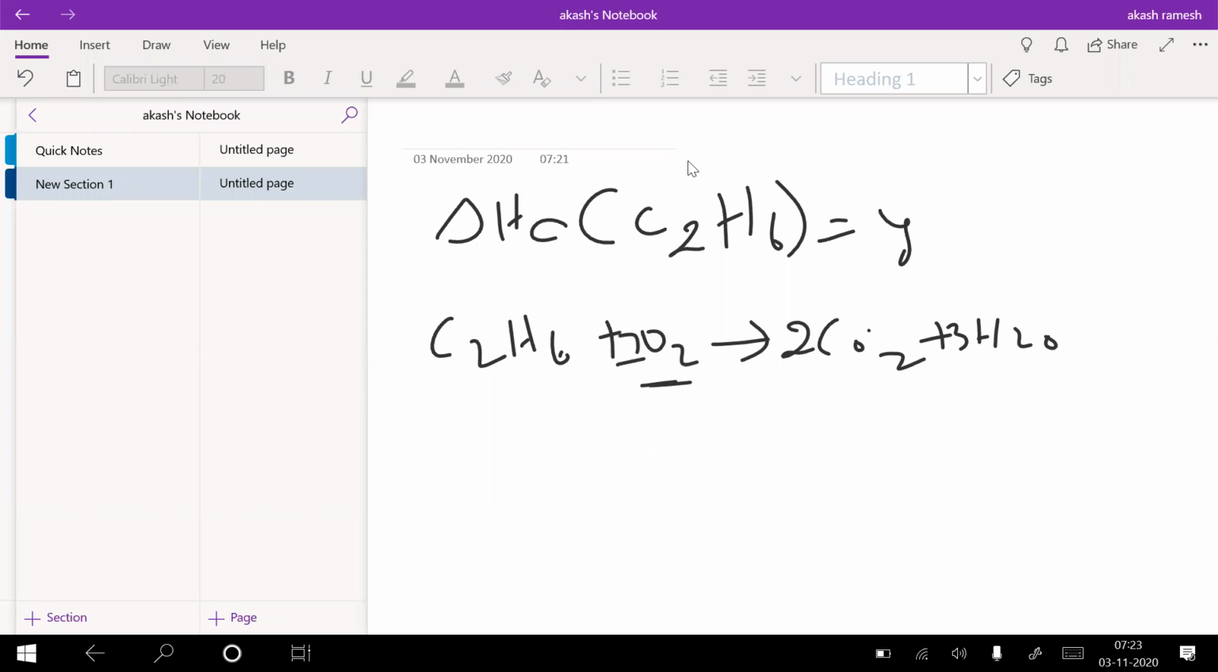Simple, right? Put 7 by 2. That's a 2 and 2 gets cancelled. I have 7 oxygen. Yes, sir. Okay. Is it completed? Is there anything else? No, sir. Then delta H is equal to Y. Wonderful, wonderful. Good, Bavadarani. Good.